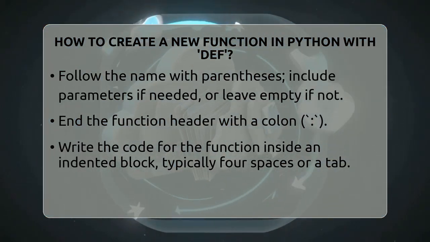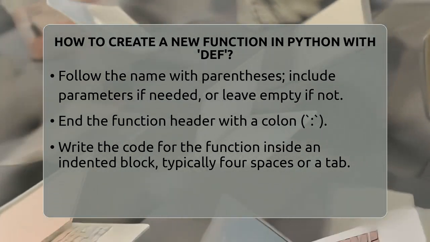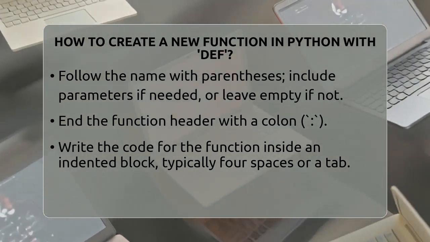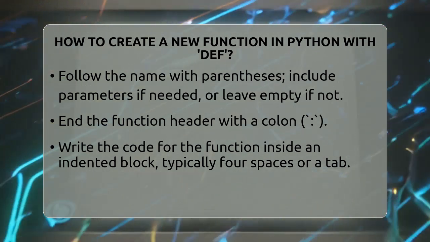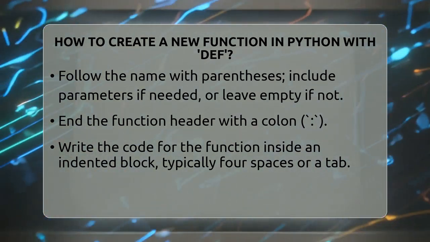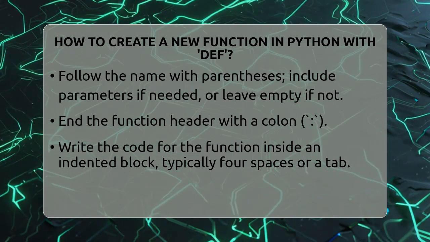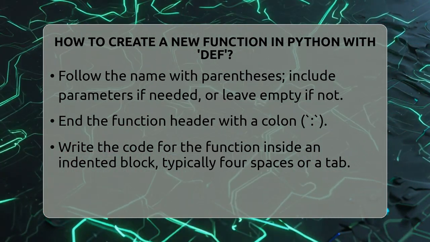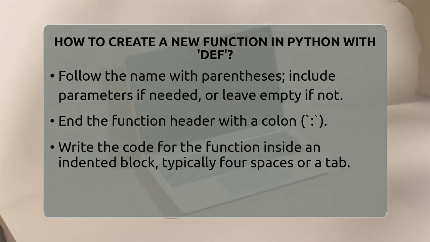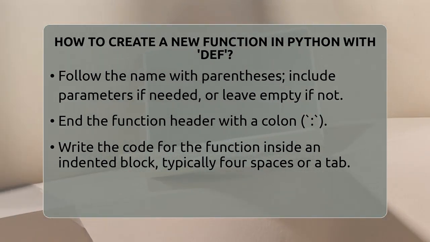Next, you add parentheses after the name. Inside these parentheses, you can put parameters, which are like empty boxes waiting to be filled with information later. If your function doesn't need any information, you leave the parentheses empty. After the parentheses, you put a colon. This colon signals the end of the function header.